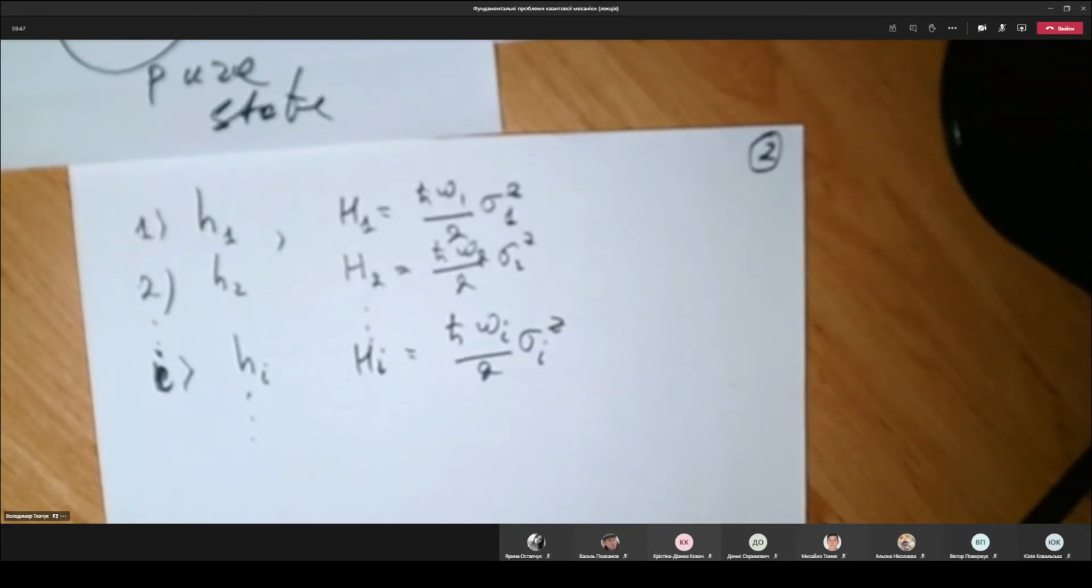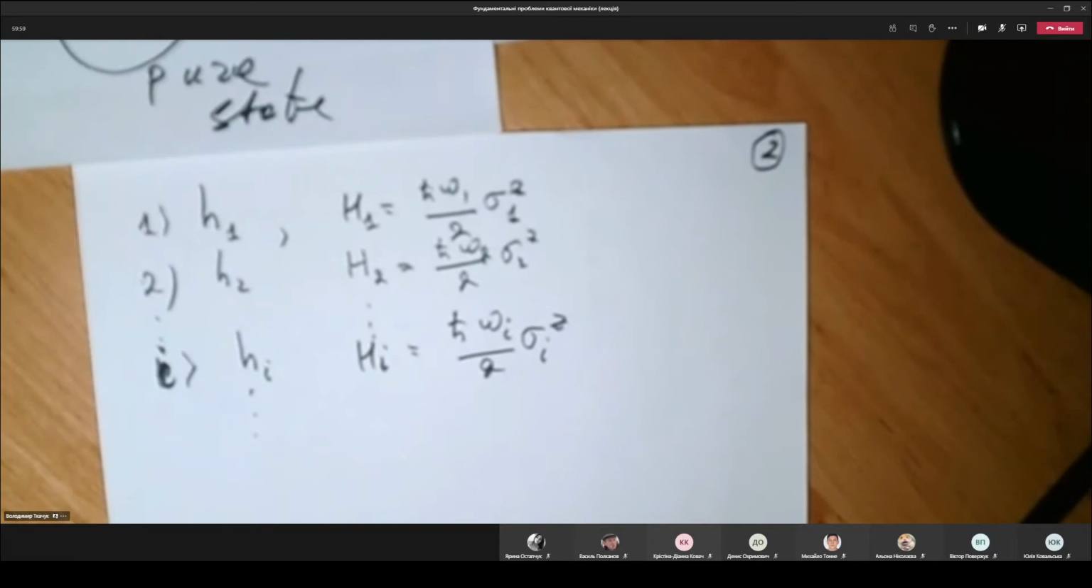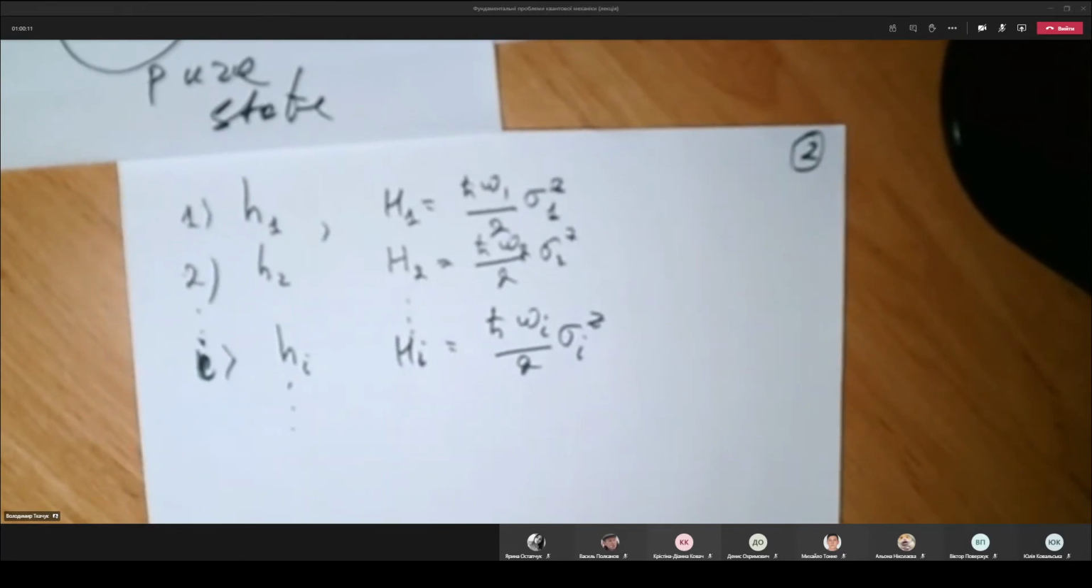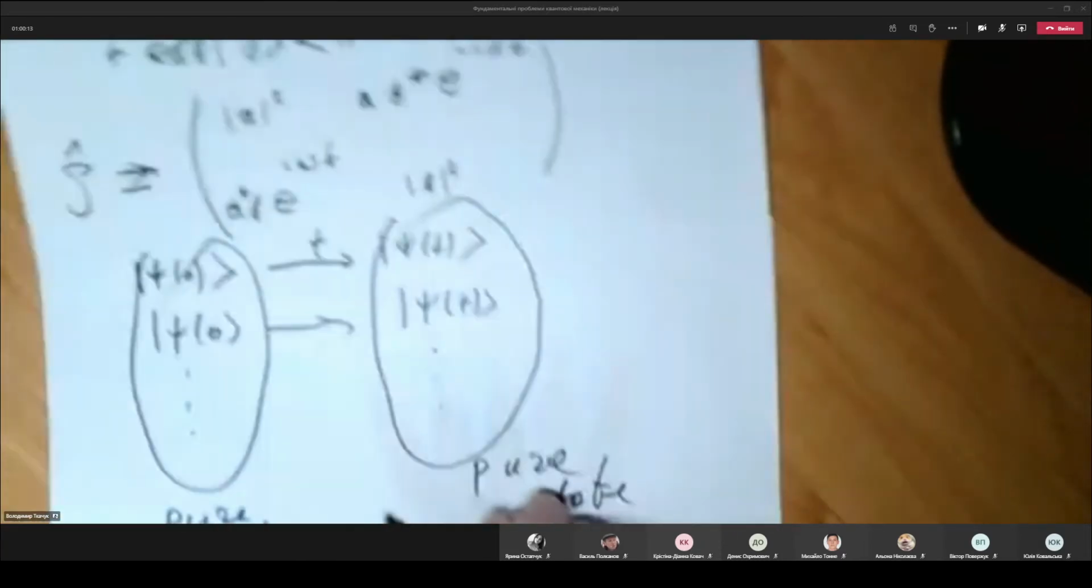So now we have a task, a problem to find the evolution of this system in time. And let's say at the initial time we have a pure state. We can prepare each spin in the same quantum state at the initial time. So we have the same situation as we have here.